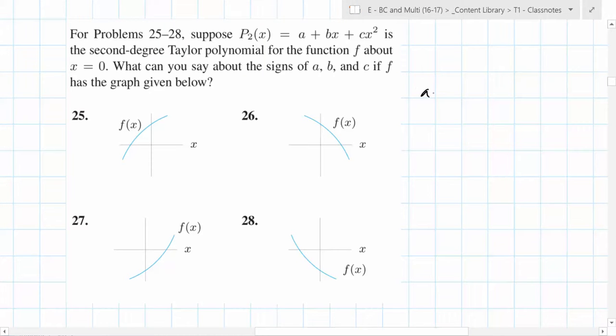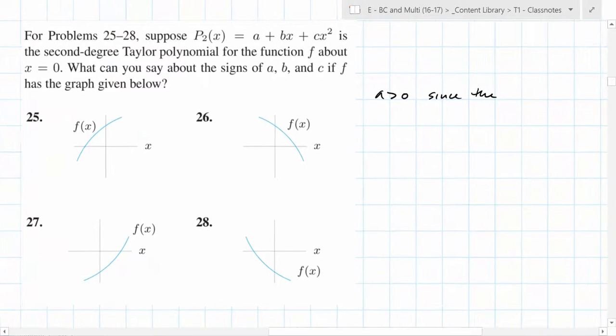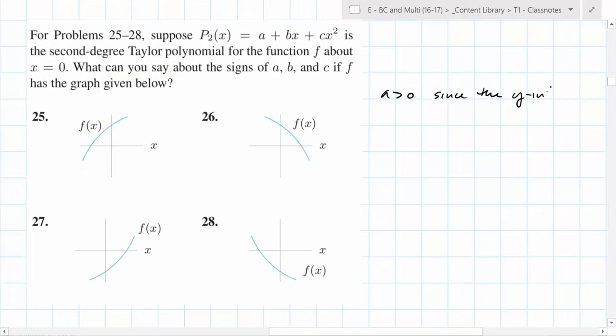Yeah, so we think A is greater than 0 since the y-intercept is greater than 0. That would be like right there. Nice. Okay. Let's do the second part here. What about B?